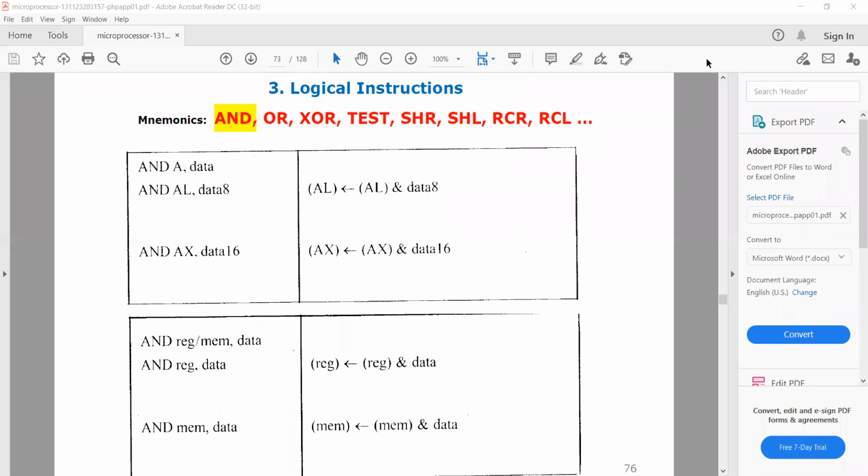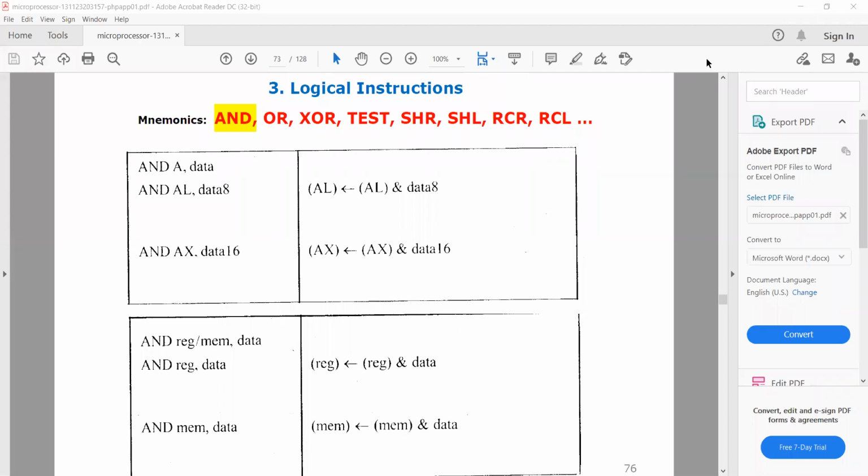From the last few classes, we have been discussing the instruction set of 8086. In that, we completed two categories of instructions: data transfer instructions, and arithmetic instructions in the previous class. In today's class, we will move on with the next category, that is logical instructions.